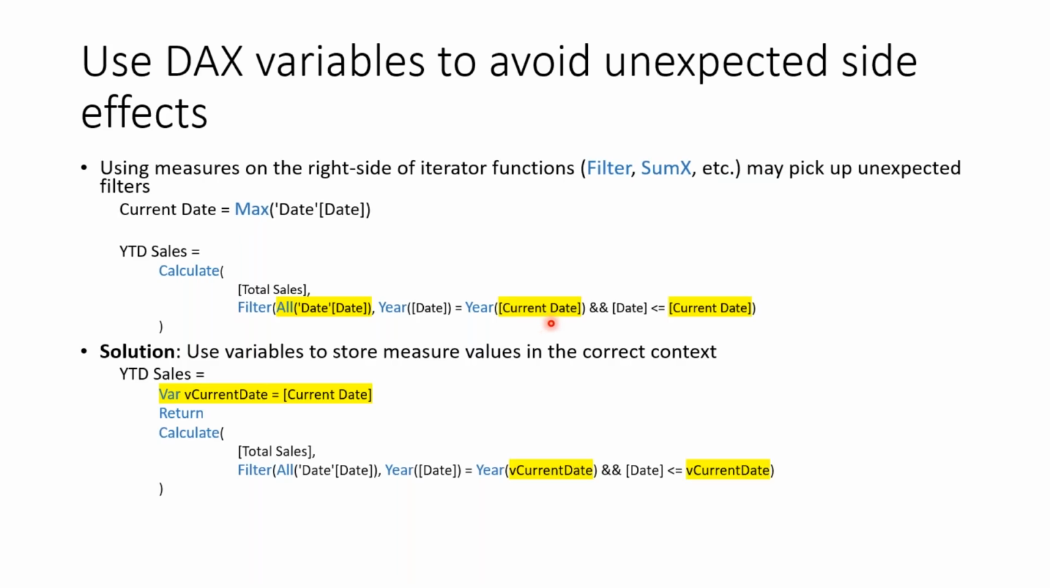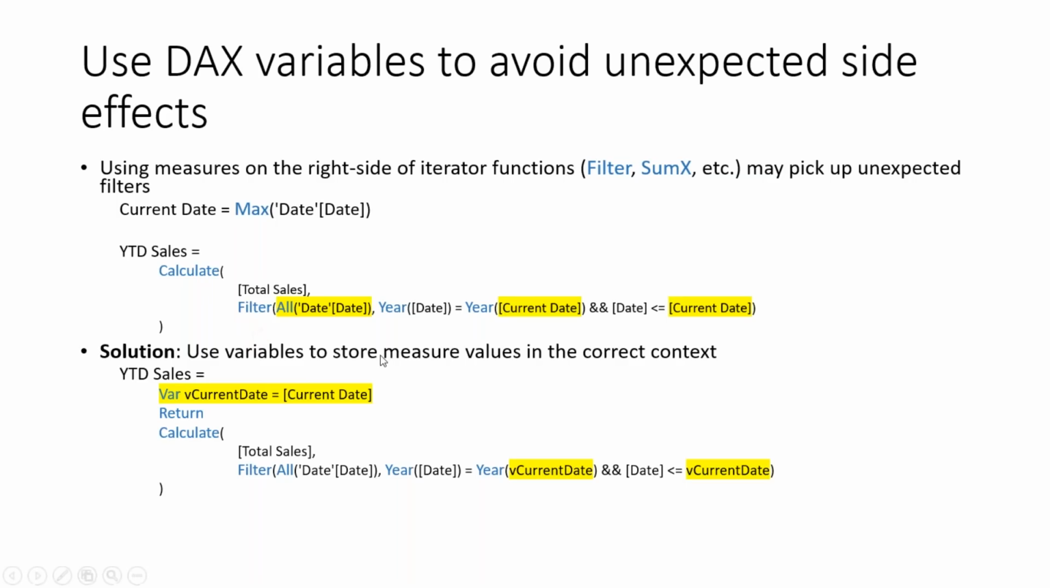Because what you want for this current date is to be filtered by whatever is selected on the report, but you want to ignore this date, because this date is where I want to produce a different date, right? So I want to say for all the dates that are less than or equal to the date selected on the report. So this is a very common thing. Many people put a measure inside an iteration function. So filter is an iteration function, sum x, all those x functions are iteration functions.